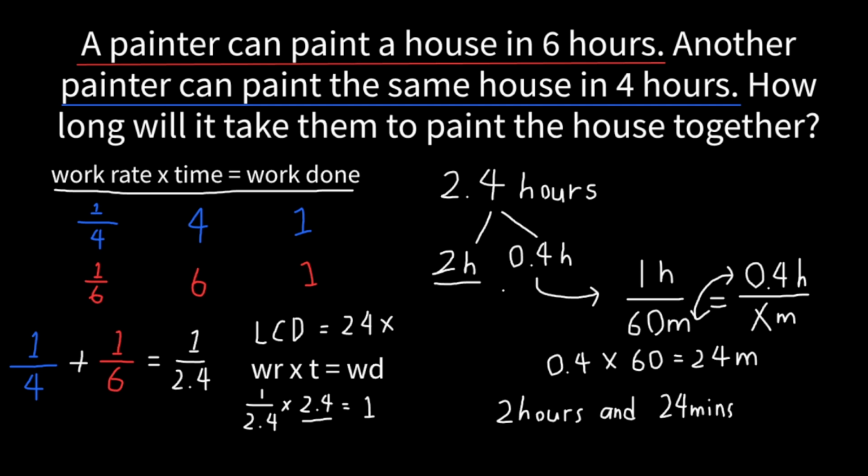And that's how you would solve this problem. You can either write 2.4 hours or 2 hours and 24 minutes. It really depends on if the question implies that you have to convert it into X hours and X minutes form, but if not, you could totally just write it as 2.4 hours.